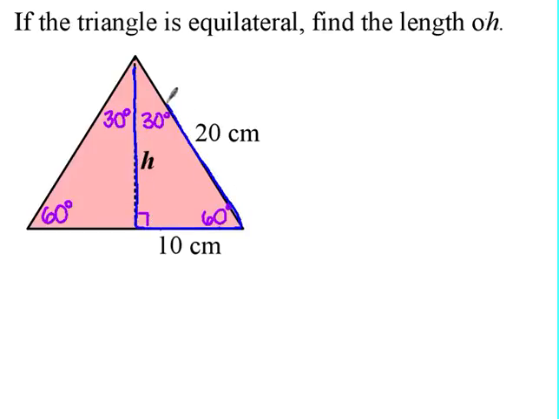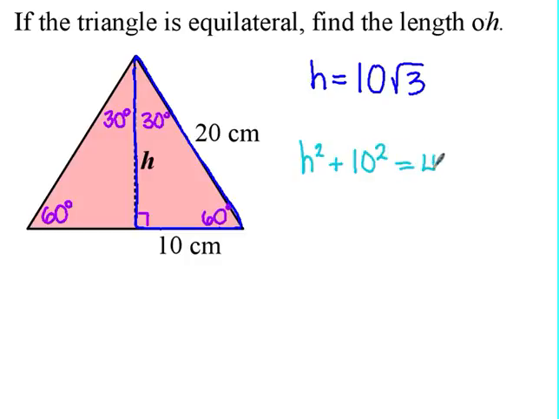If you recognize it's a 30, 60, 90 triangle, your answer, h, should be 10 root 3, because it's your shortest side times root 3. But you get to a test and you freak out and you're like, oh my goodness, what do I do? Let's use the Pythagorean theorem and I'll show you that you get 10 root 3. Oh, let's try that one again.